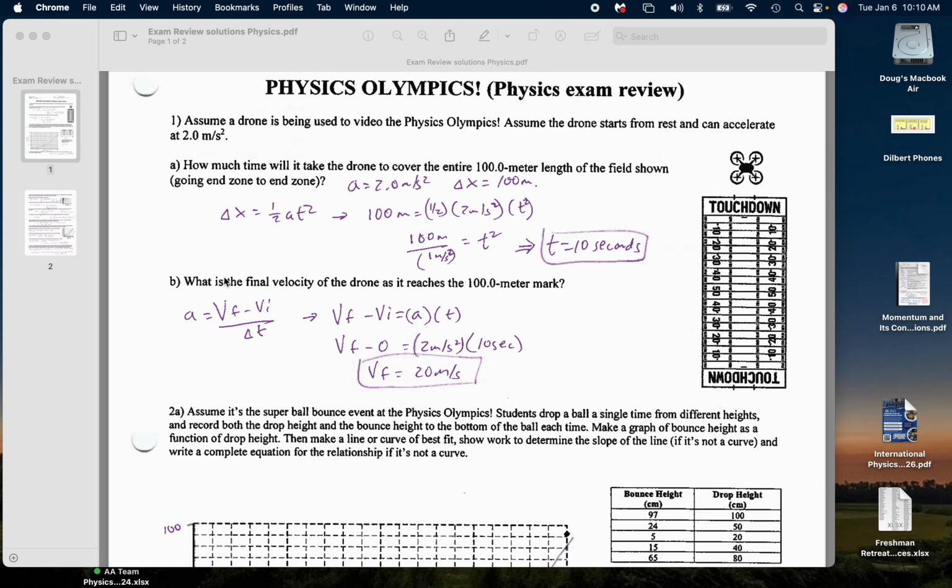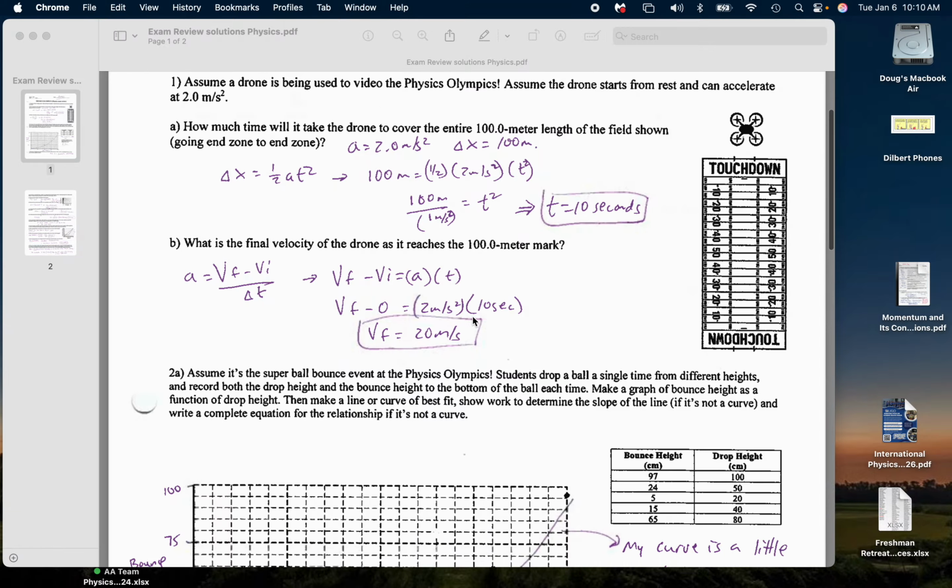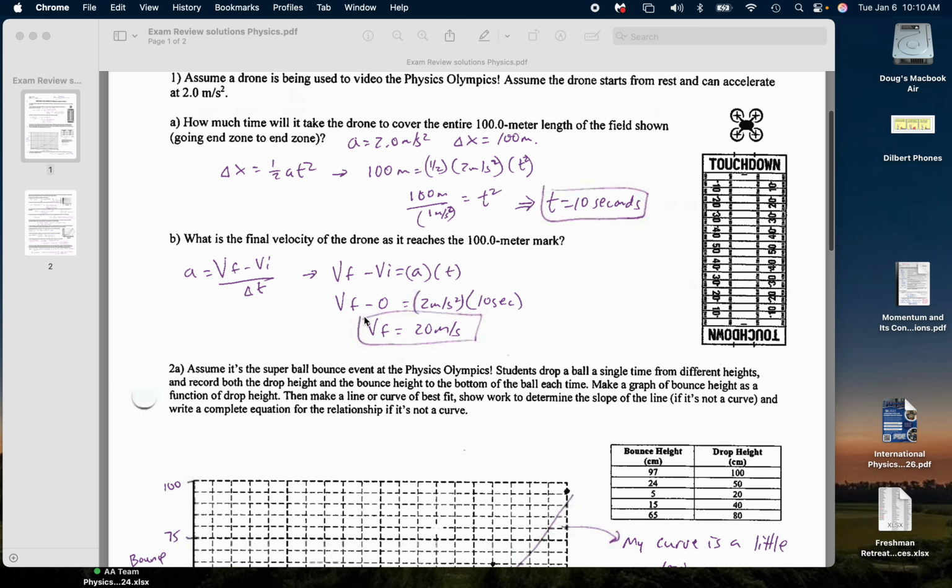So then it's asking about the final velocity of the drone as it reaches that mark. Well, it's accelerating the whole time and it starts from rest. So I'm going to use a version of this formula. So final velocity minus initial velocity is equal to acceleration times time. My initial velocity is 0. I'm accelerating at this rate for 10 seconds, so that's a final velocity of 20 meters per second.